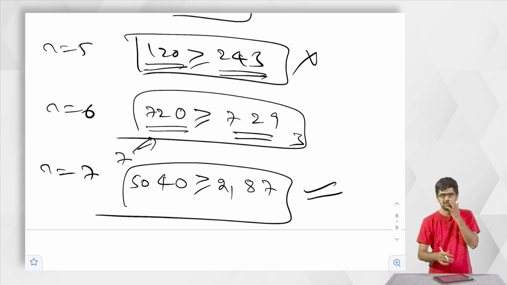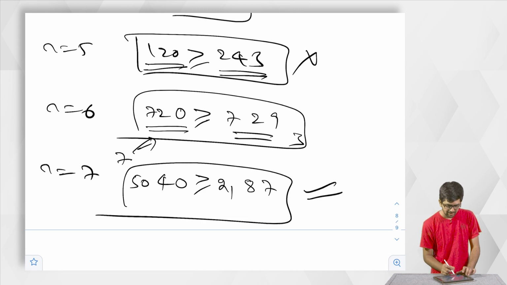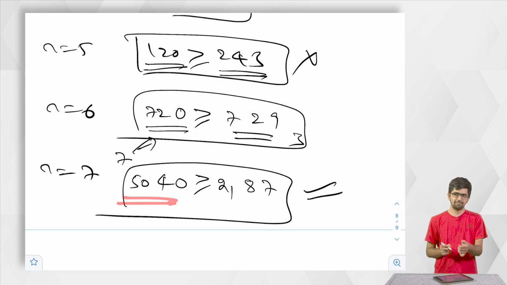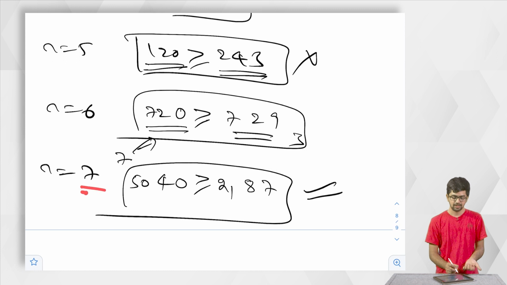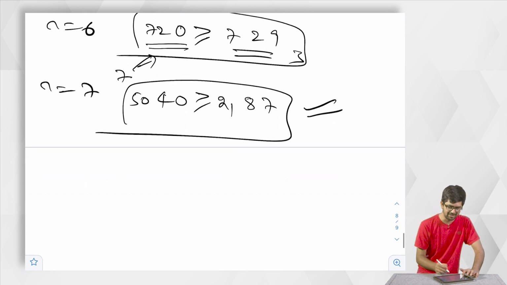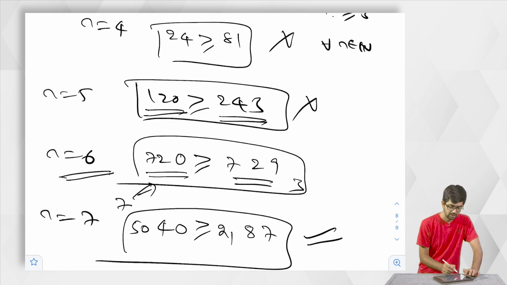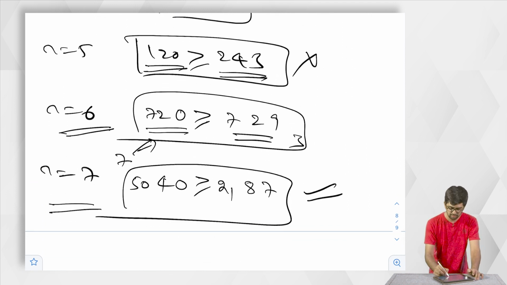From here, in the next steps, whatever I am going to do is I am multiplying this side by a number greater than 7, but I am multiplying this side by a number equal to 3 every time. So the inequality will still remain. Only till here there is a problem. Till n is equal to 6 there is an issue. From n is equal to 7, see, this is true.